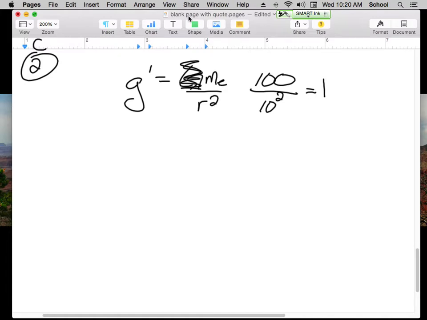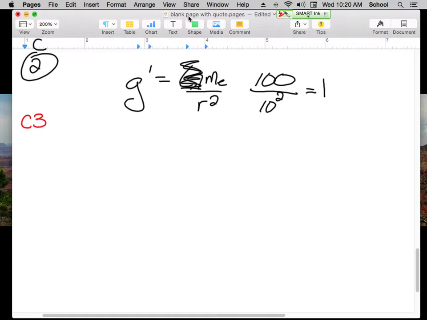So Saturn has 100 times our mass, but its radius is only 10 times bigger, but then that ends up canceling out because that distance is squared. Get it? That's the answer. The radius must be 10 times bigger, which it is.